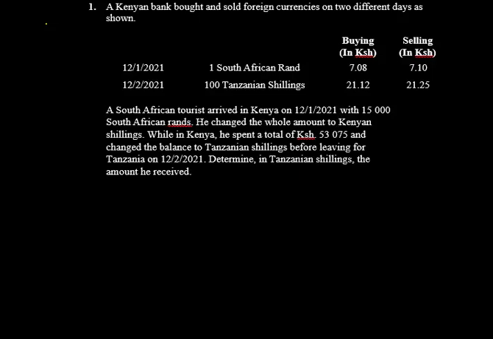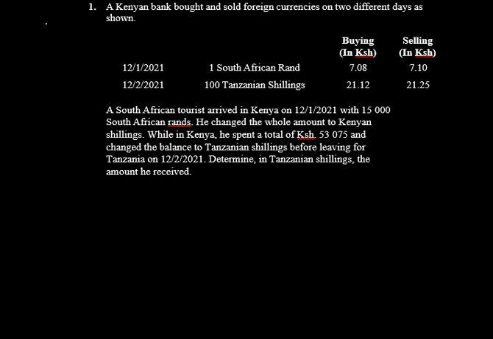The question that we have here on commercial arithmetics, we are told that a Kenyan bank bought and sold foreign currencies on 2 different days as shown. We have January 2021, where it was buying the South African rand at 7.08 and selling it at 7.10.